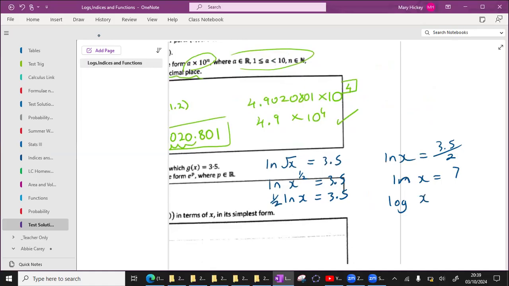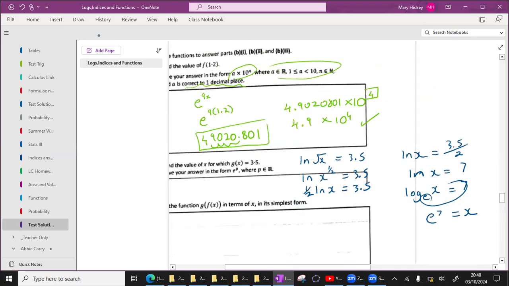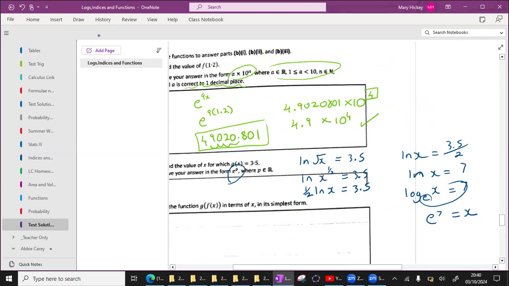Now remember, the natural log of x is really the log of x to the base e. So if I do my inverse on that to extract the x, I do e to the power of 7 is equal to x. The question actually says to give your answer in the form e to the power of p. So that's exactly what we've done. Essentially p is 7. Now I gave that 10 marks.